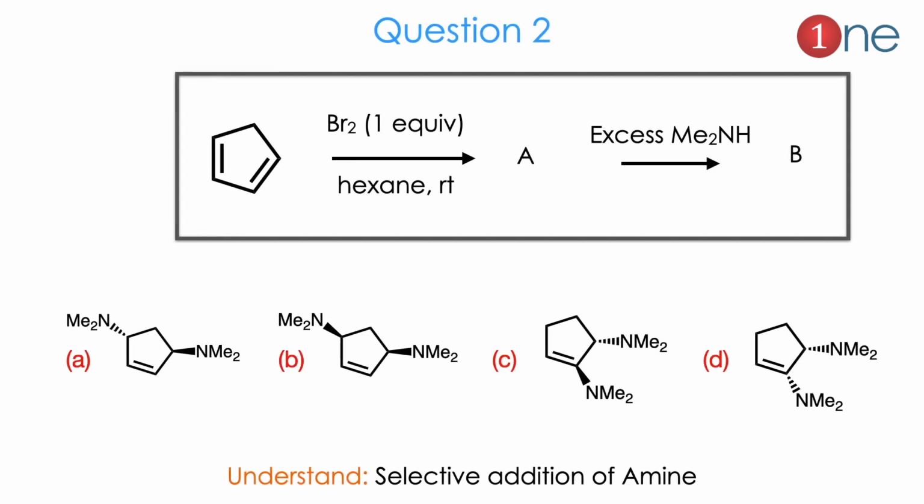Then question number 2. The starting material is cyclopentadiene. You are using bromine and hexane. In the second step you are using excess of amine. Here they have given the product. One double bond gets saturated and the position of the amine is different. The amine position may be above or below the plane. That's the question. Here selective addition of amine occurs. You have to guess the position of the amine as well as its stereochemistry.